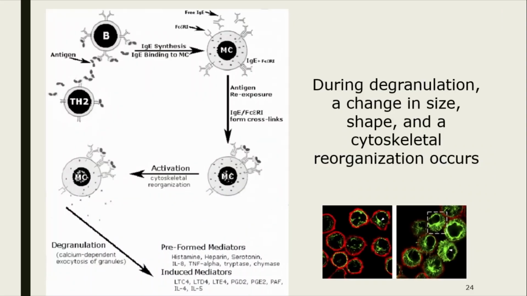During degranulation, you don't need to know the very specific details of what's going on in this figure. Just remember that during degranulation, a change in size, shape, and cytoskeletal reorganization occurs. So they need to wiggle around a little bit to squeeze out these granules, and mostly the major thing is histamine.